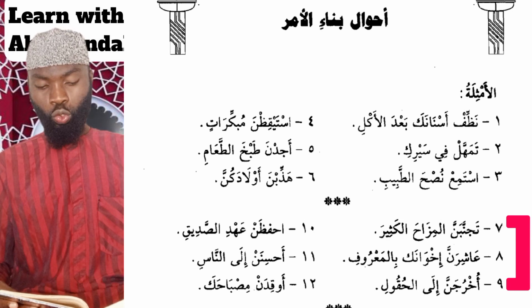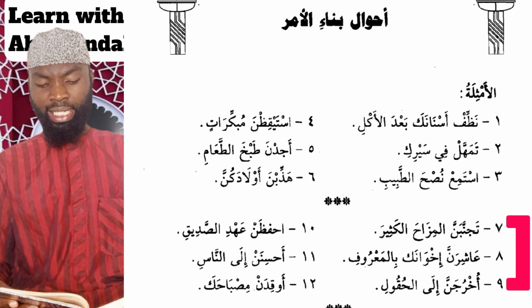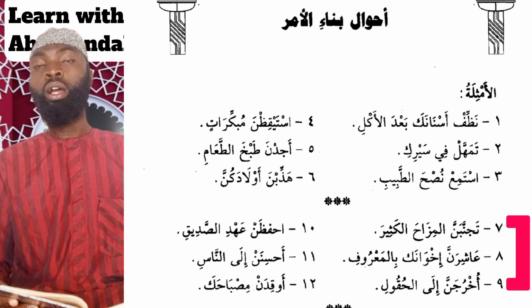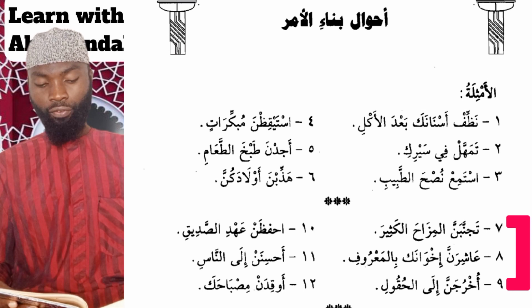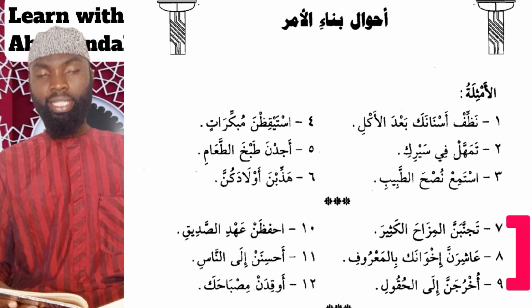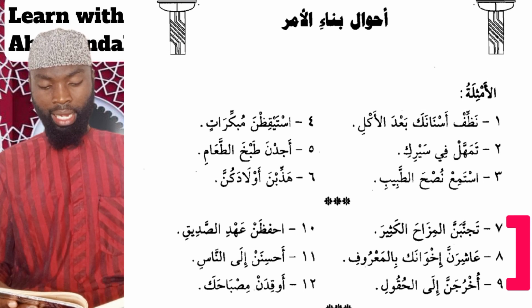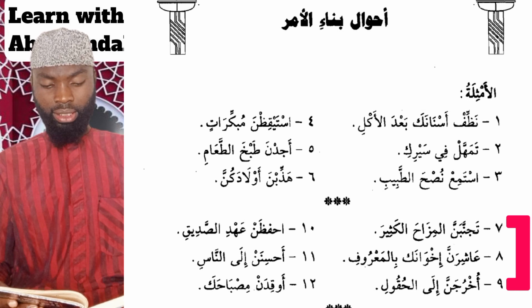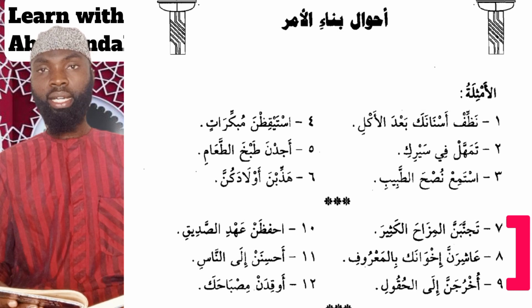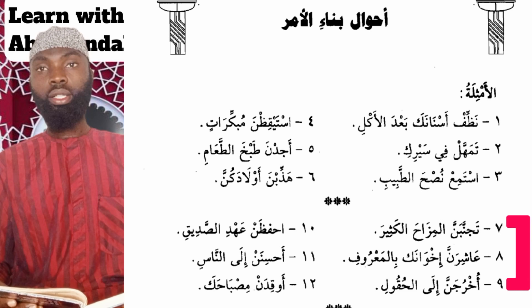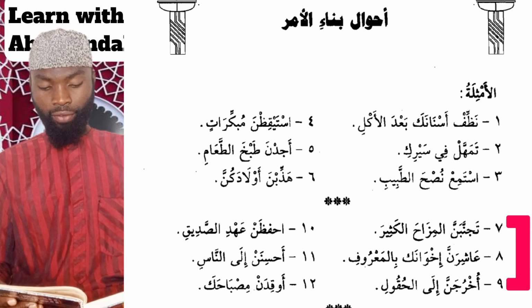Number 9, we have أخرجن إلى الحقول, go out to the garden or to the farm or to the field. Number 10, we have احفظن أهد الصديق, that is, save the oath or the covenant of the friend.